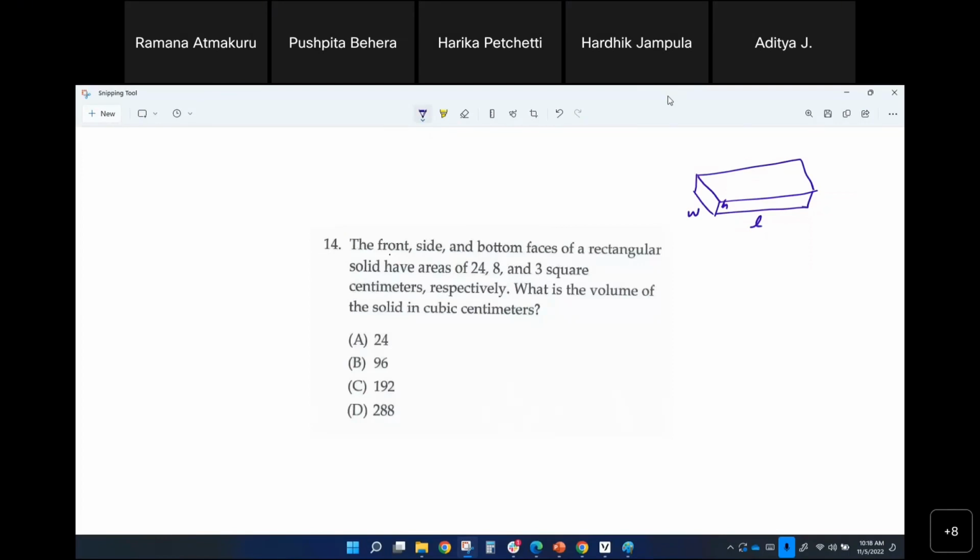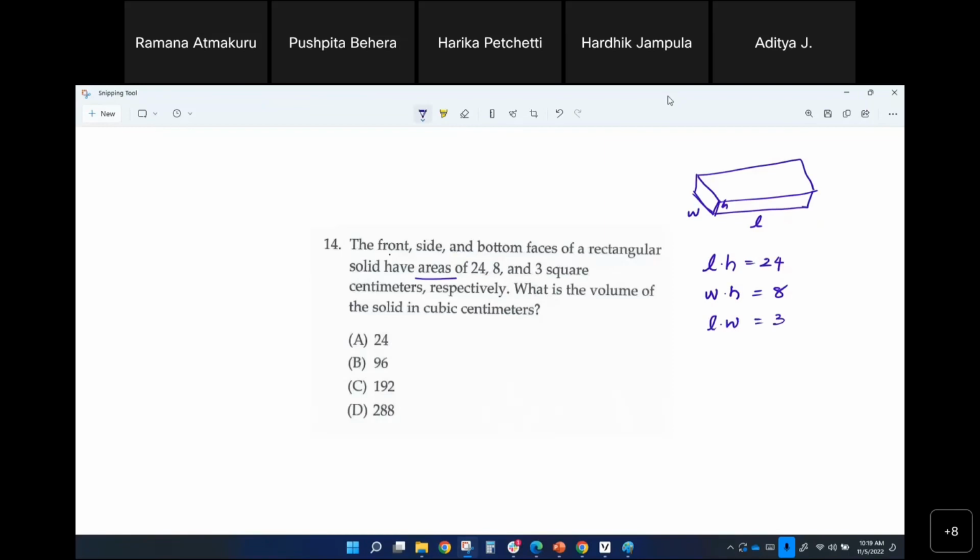The front, which means whose measurements are the L and the H, has an area of 24. That means L times H is equal to 24. And then the side, whose attributes are H and the W, which means W times H is 8. And then the bottom. Bottom is again a rectangle which is invisible here, but whose measurements are L and W. So L times W is 3. Correct?